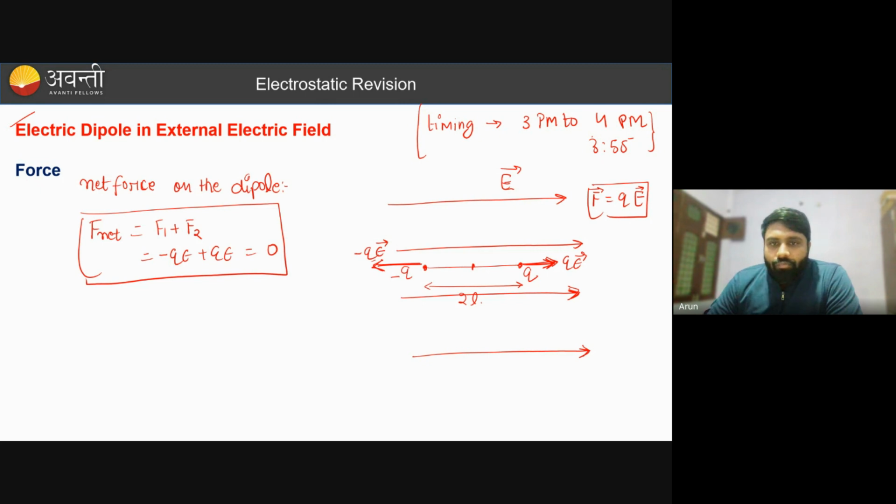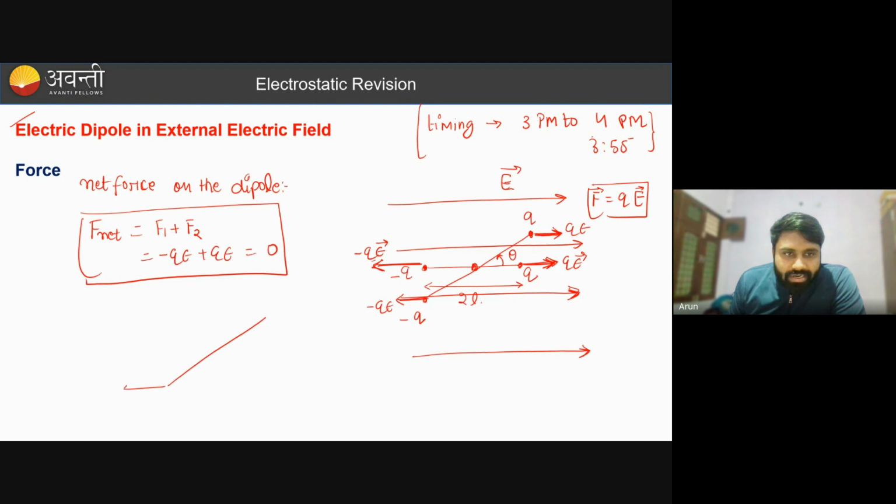But what if you displace this dipole by some angle, say theta, in this direction, in anti-clockwise sense. So this Q will be here now, and this minus Q will be here. Now again, this Q will feel a force QE, and this will feel minus QE. In this situation, there are two equal and opposite forces acting on it. Obviously the net force on the dipole is zero, but these two equal and opposite forces, separated by some distance between them, will form a moment.